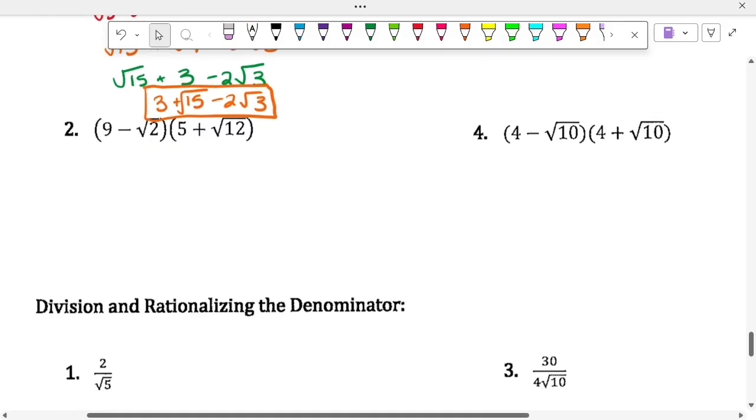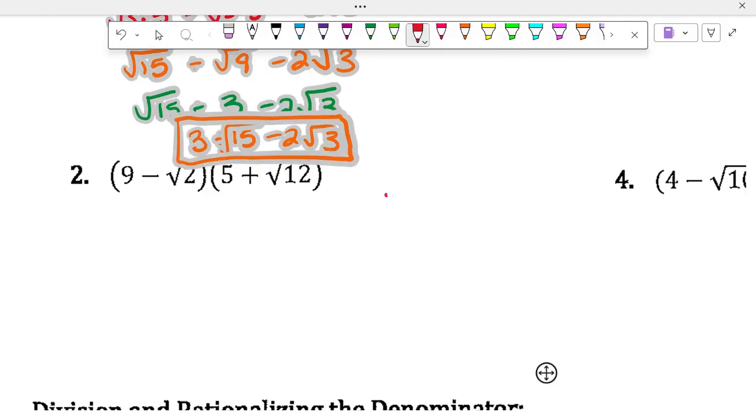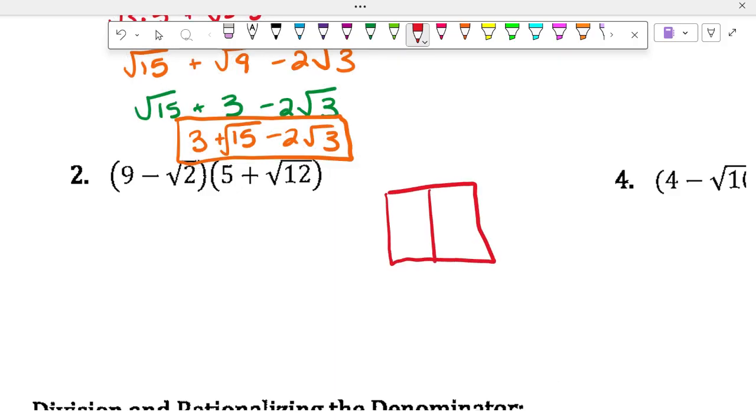Now, for number 2, box method is your friend. So I would literally just set this up like either a box method or you can FOIL, whatever you like best. I like box method because it's easier to see, especially with these. So 9 times 5, 45. Now, if you're multiplying a number that's not under a radical by a number that is under the radical, you just bring it to the outside and multiply the coefficients. So negative 1 times 5 would be negative 5, slap on a square root of 2.